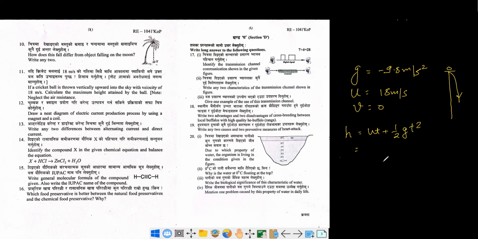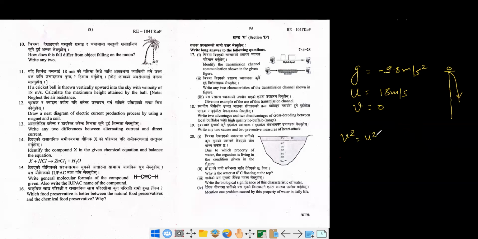So u is initially 18, into t, but we do not know t. Okay, 18 into t plus 1/2 into 9.8 into t squared. Now this is a quadratic equation. So here two variables appear. So I believe another equation will work far better. Okay, so we know everything. So final velocity is 0. V square equal to u square plus 2as.